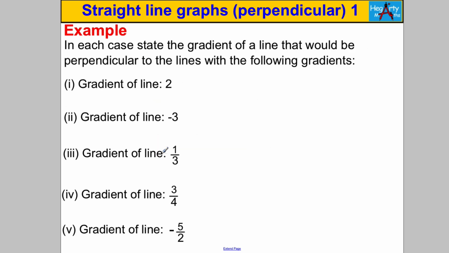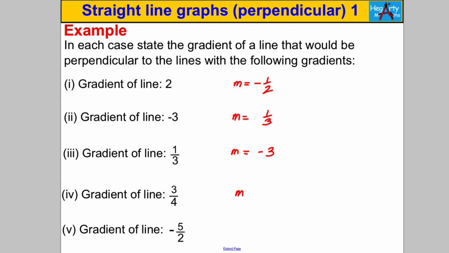A little warm up for you just here before we go on. Pause the video and in each case state the gradient of a line that would be perpendicular to the lines with the following gradients. Well, if a line had gradient 2, then its perpendicular line would have its negative reciprocal, which would be negative a half. A line perpendicular to this would have gradient positive a third. The gradient of a perpendicular line to this would be its negative reciprocal, which would be negative 3.